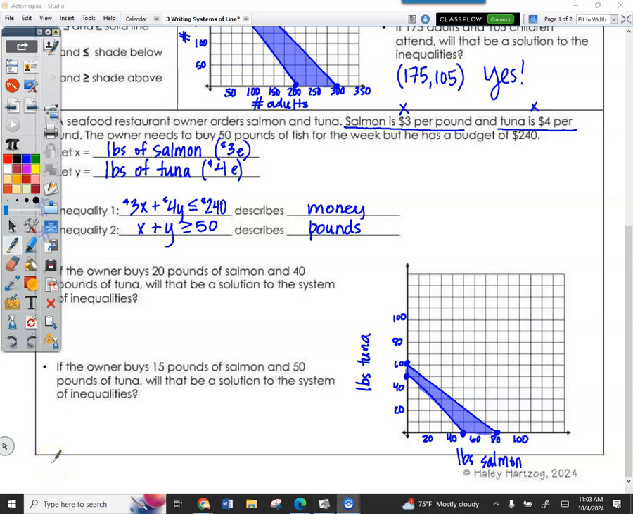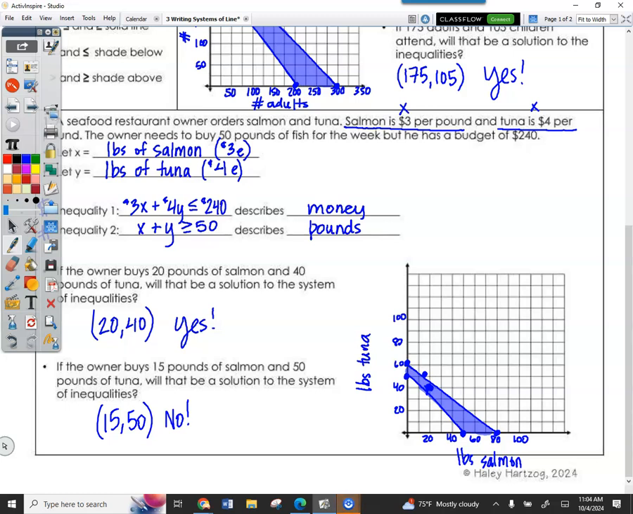Did you find that 20 and 40 was in the solution region? That's because 20, 40 is right here. Definitely in the region. And then what about 15, 50? Judging by my graph, it's kind of hard to tell. This is why you want Desmos, okay?